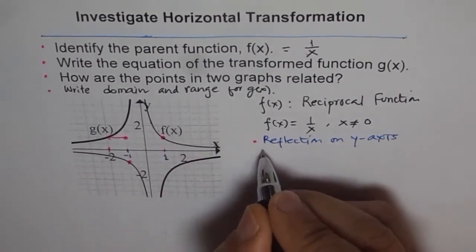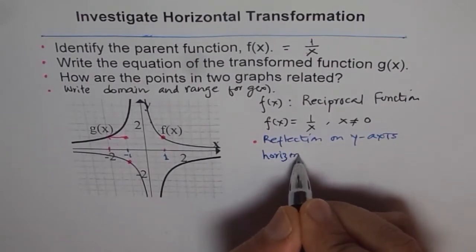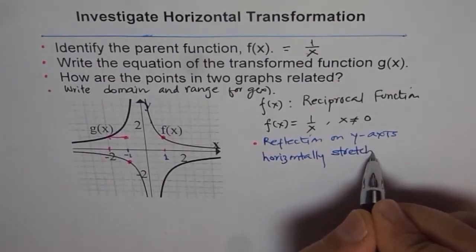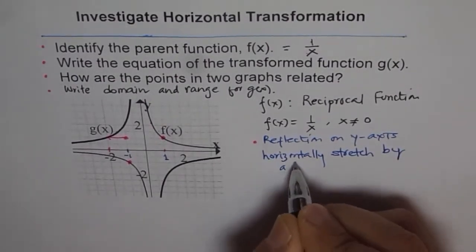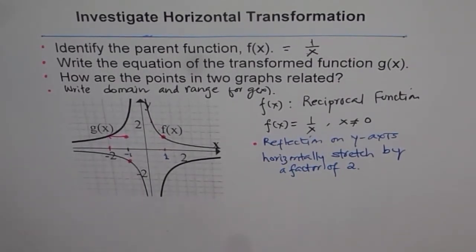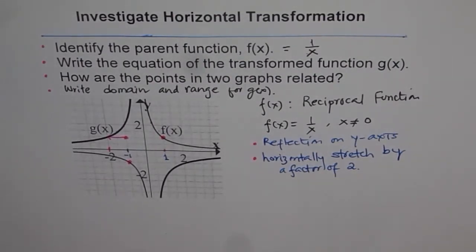So the second is horizontally stretch by a factor of how much? 2. Since it is twice the distance away. Do you see that? One shot, you get your answer. So this is probably the best way of reading your graph. So have a very close look and try to understand what is happening. 1, 1 is a most critical point on your reciprocal function. It helps you to get the right answer.